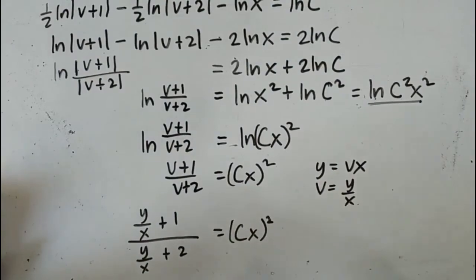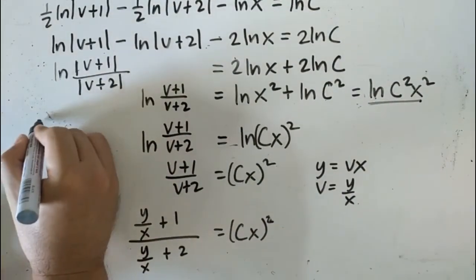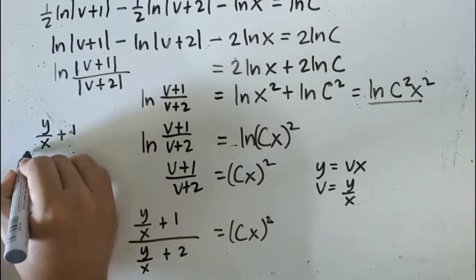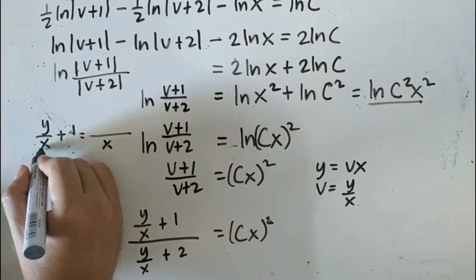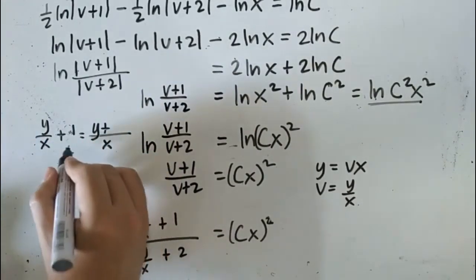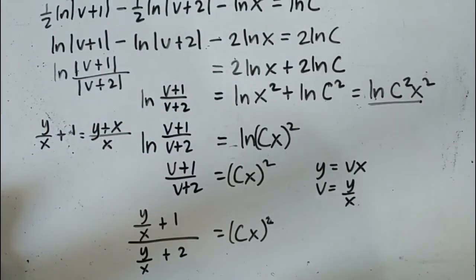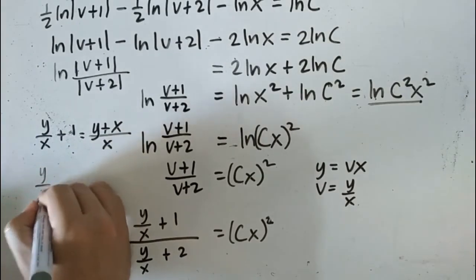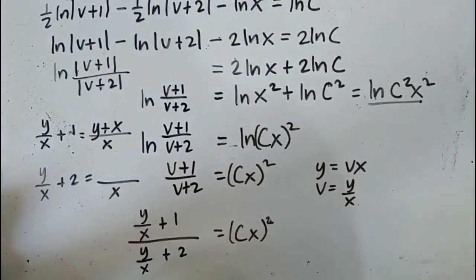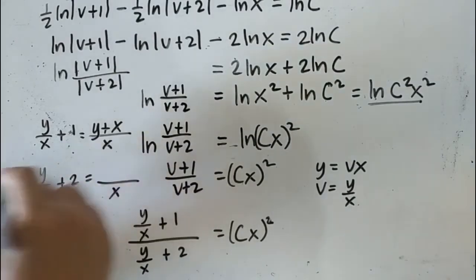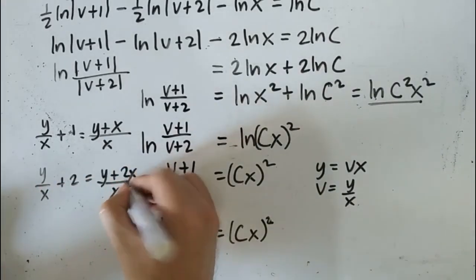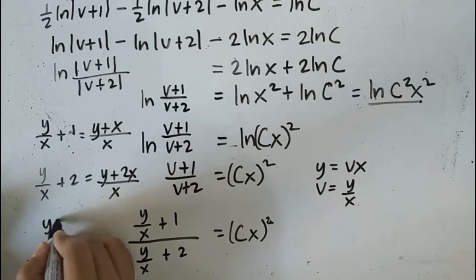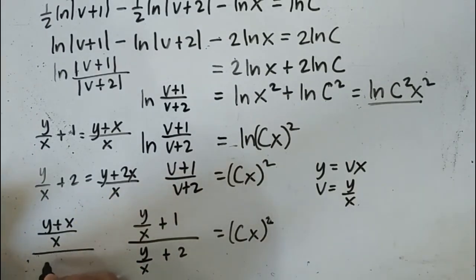Okay, so that is y over x plus 1 is equal to x as the LCD, x divided by x, 1 times y is y plus, so this is x. And on the other hand, y over x plus 2 is equal to x as the LCD, x divided by x, 1 times y is y plus x divided by 1, x times 2 is equal to 2x. So this becomes y plus x over x over y plus 2x over x.